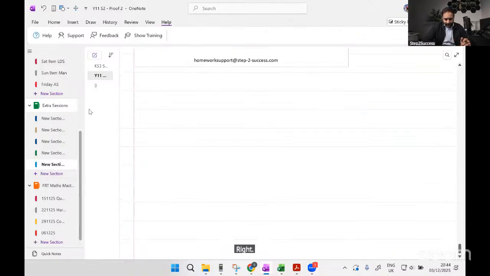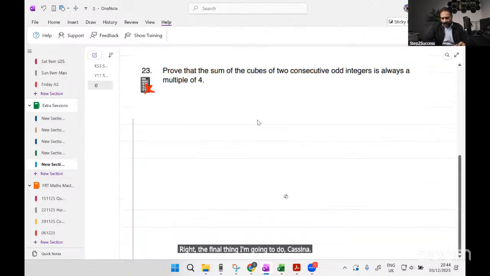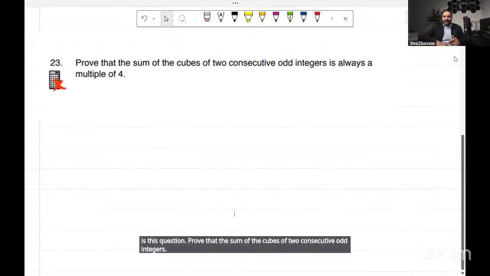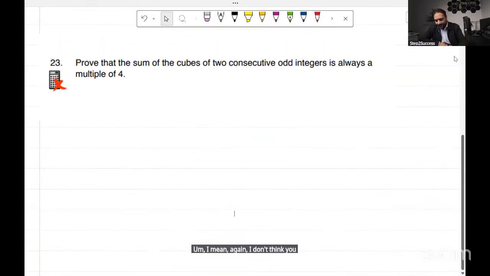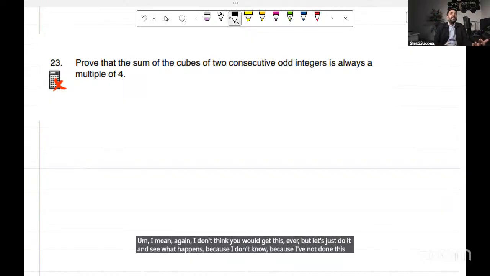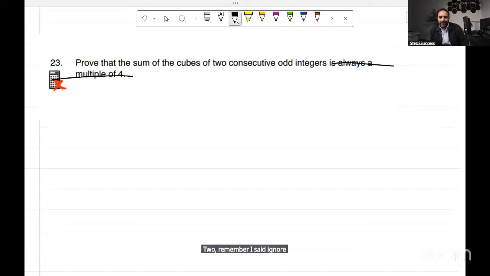Right, the final thing I'm going to do is this question. Prove that the sum of the cubes of two consecutive odd integers is always a multiple of 4. I don't think you would get this ever, but let's just do it and see what happens, because I've not done this question, so I don't know. Remember I said ignore the multiple of 4 for a bit. Two consecutive odd integers. That is an odd integer, so an even number plus one.